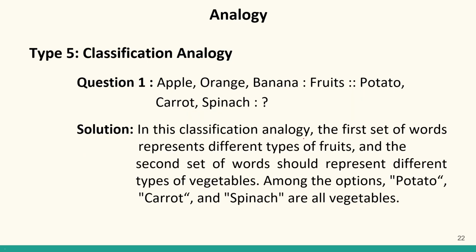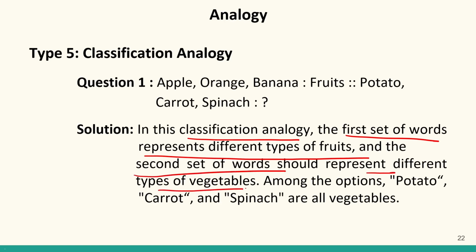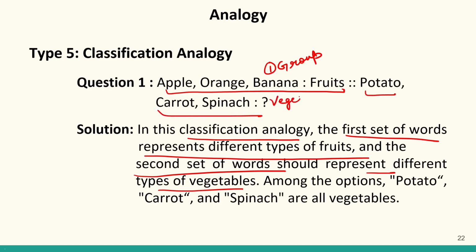Okay. So in this classification analogy, the first set of words represents different types of fruits, and the second set of words represents different types of vegetables. So we have grouped them into two parts. This is the first group. We have classified them into two parts. This is the first classification, and if I write vegetables over here, this will be the second group. Okay, so this is how classification analogy works.